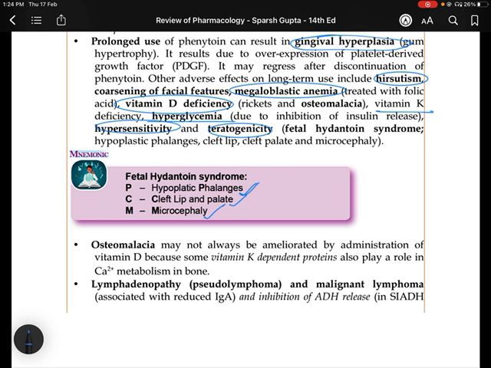Now, osteomalacia may not always be ameliorated by administration of vitamin D because vitamin K dependent proteins also play a role in calcium metabolism. So vitamin K also helps in calcium metabolism. In osteomalacia it's not just that there is vitamin D deficiency, but vitamin K dependent proteins also play a role in calcium metabolism.